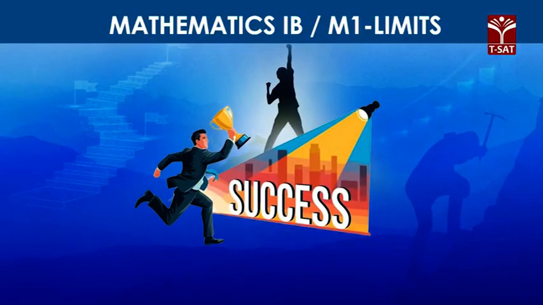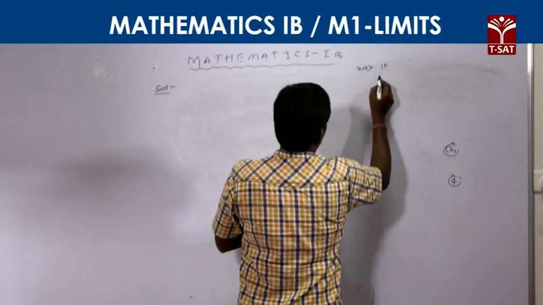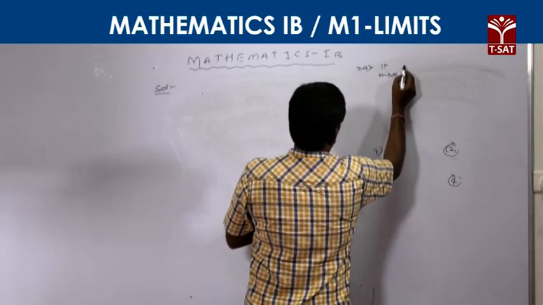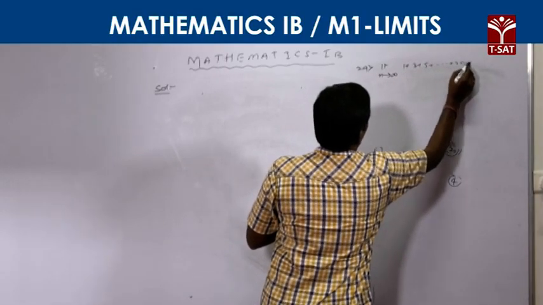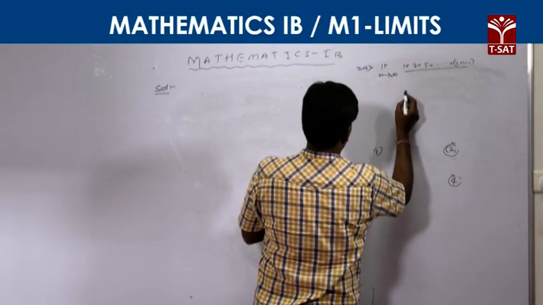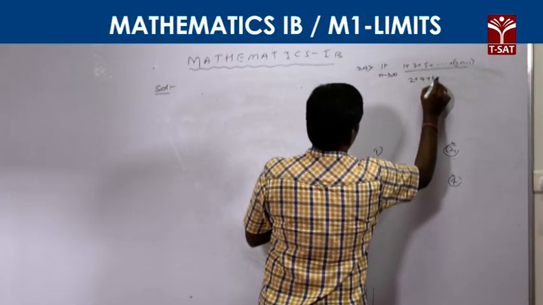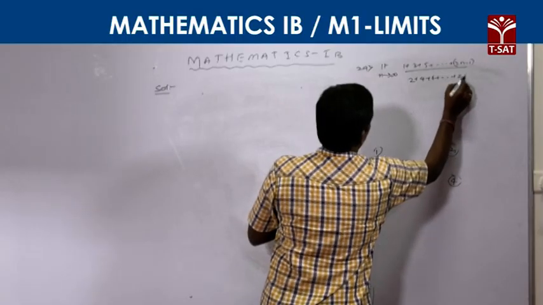Next question, 29. Limit n tends to infinity, 1 plus 3 plus 5 and so on, plus 2n minus 1, by 2 plus 4 plus 6 and so on, plus 2n.